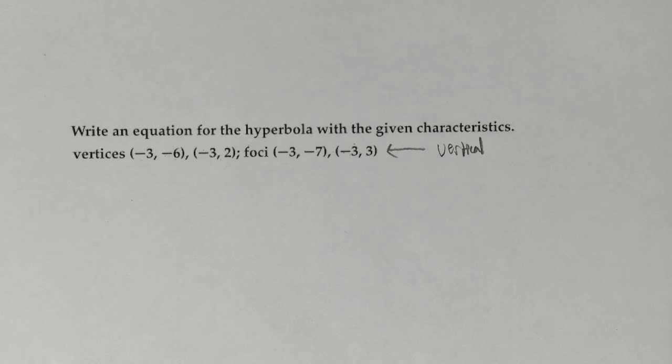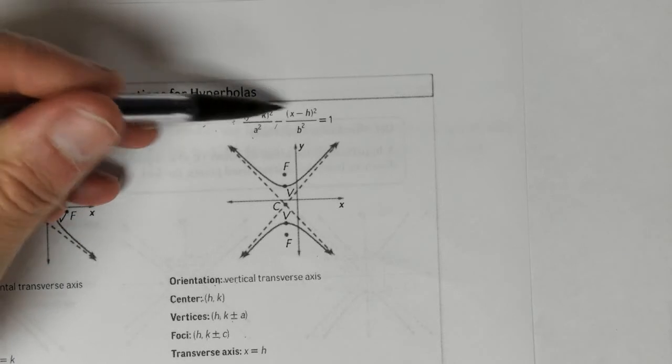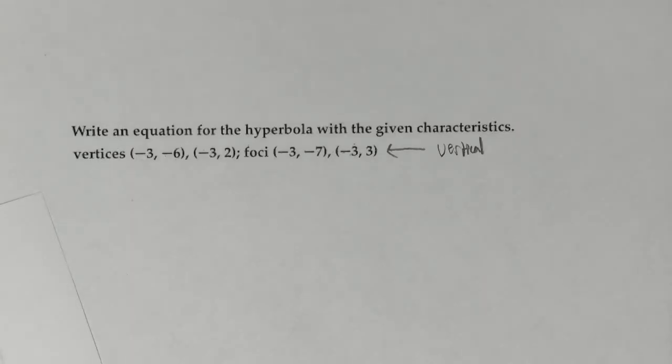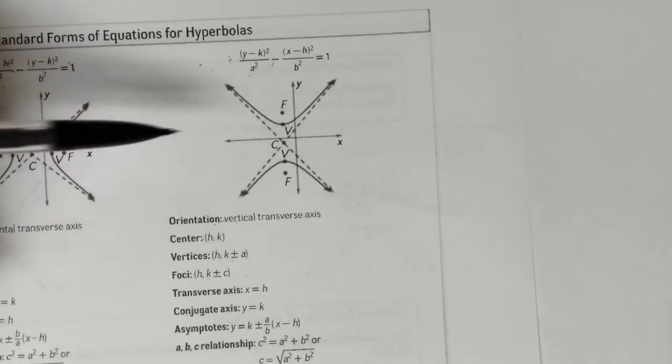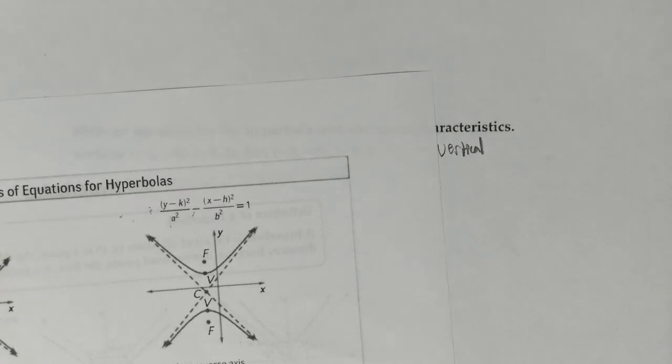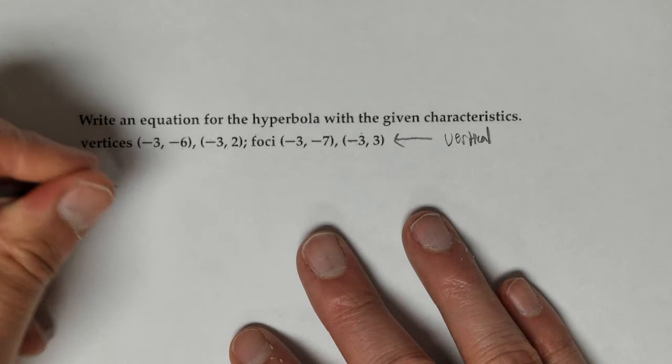So what do we need in order to write the equation of a hyperbola? As we're looking at the equation, we know we're going to need the center, right? So h and k is the center, so we'll need to figure that out. We also need the a and the b. So we'll need the center, the a, and the b. Start with the center.